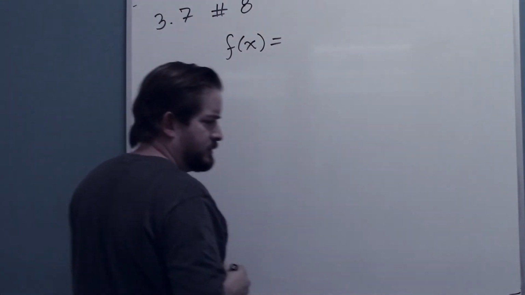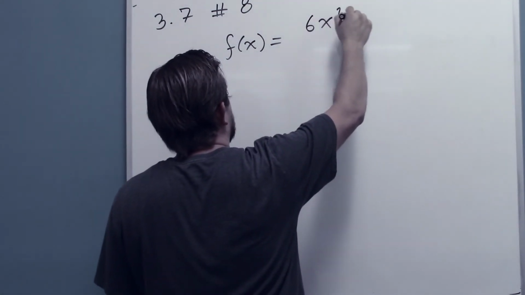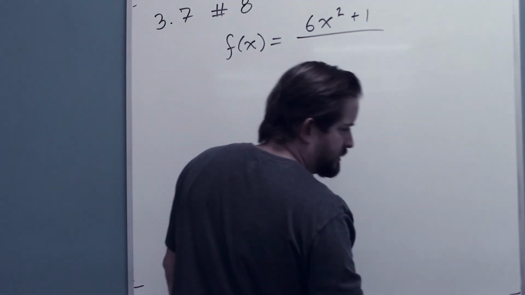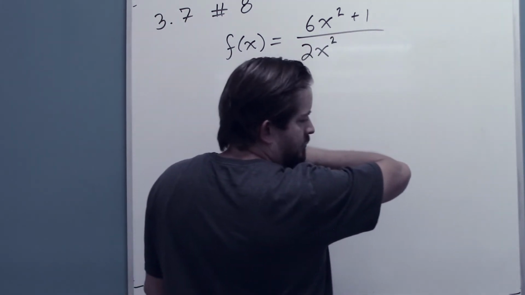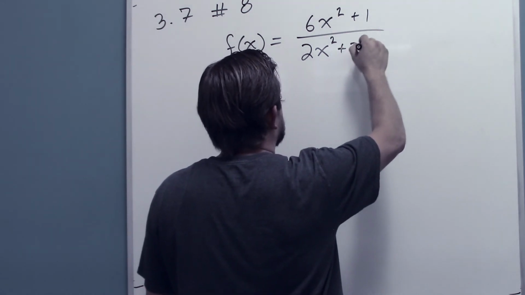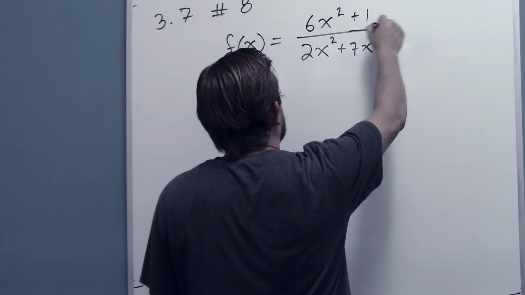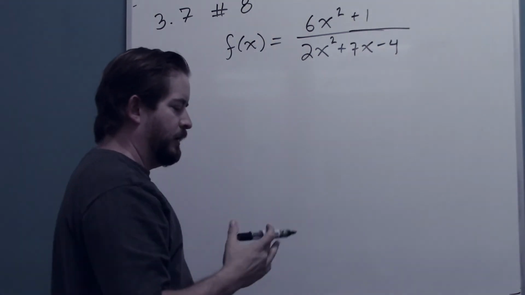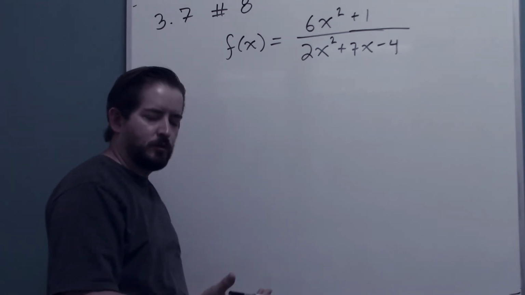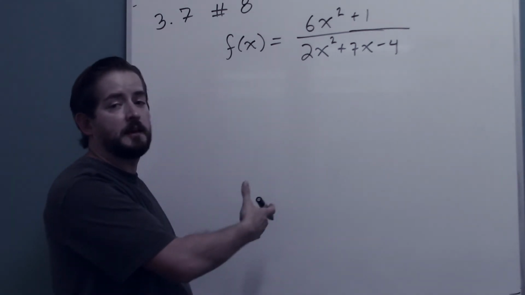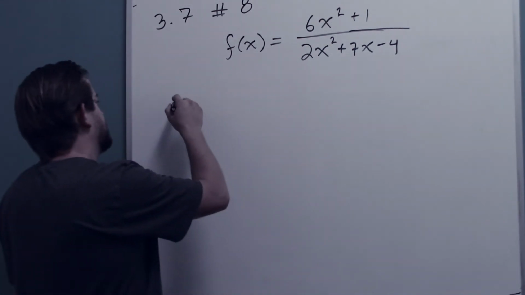F of x equals 6x squared plus 1 over 2x squared plus 7x minus 4. Okay. We have this. You would find your x-intercepts and your y-intercepts and your vertical asymptotes all the same, just like we just did. But here, let's take a look at the horizontal asymptote.